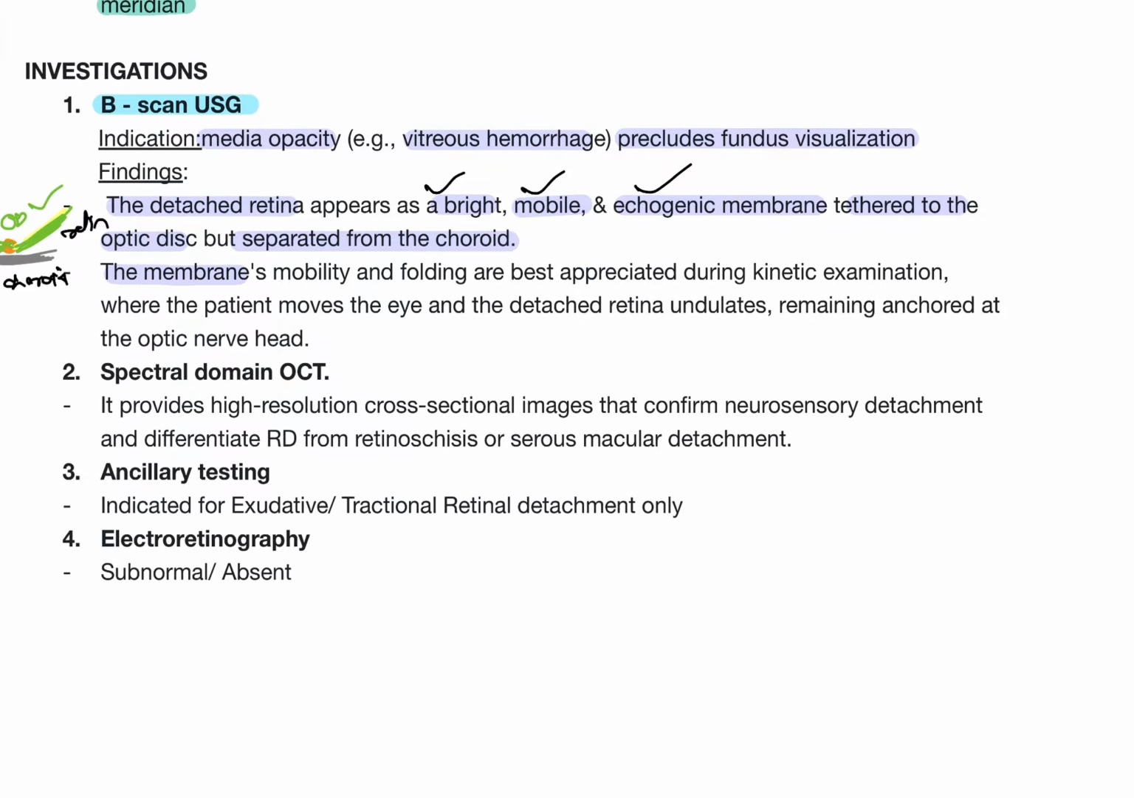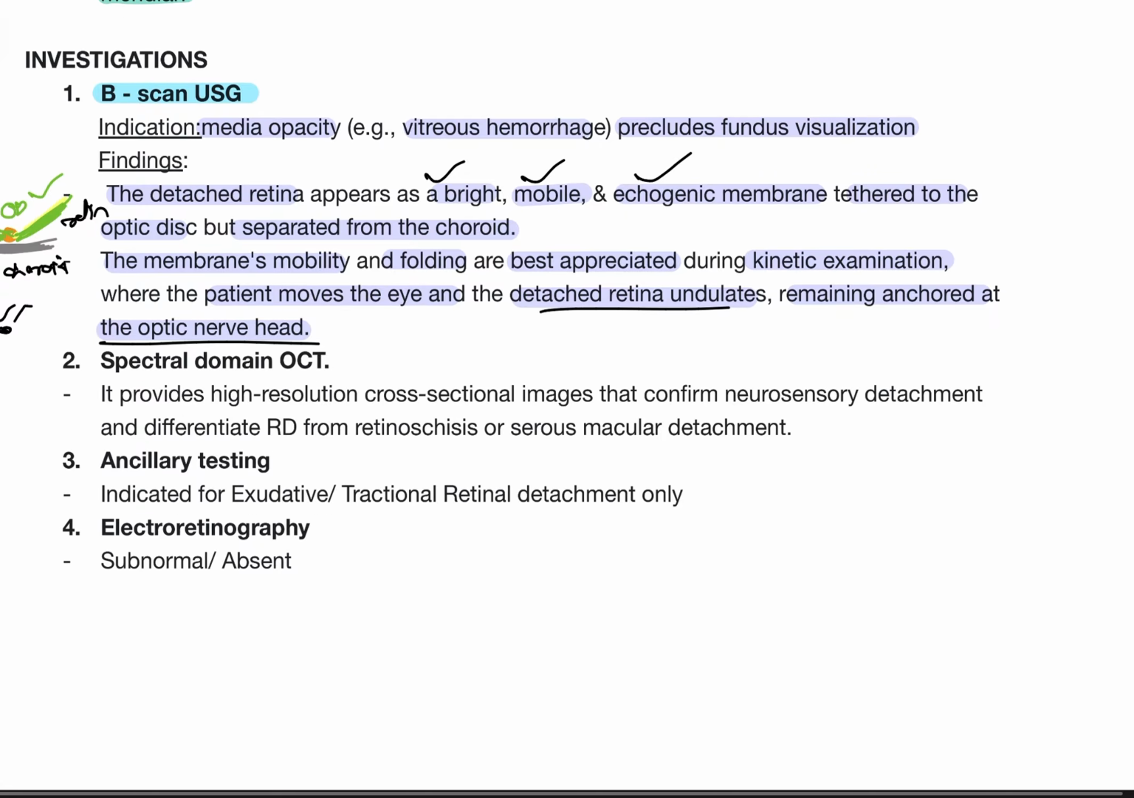Then the membrane's mobility and folding are best appreciated during kinetic examination. What is kinetic examination? In kinetic examination, you ask the patient to move the eye, and the detached retina will undulate. I told you the most important thing is the undulation of the detached retina. That will remain anchored at the optic nerve head. Anchored means it will remain attached at your optic nerve head, but other areas will undulate. That is very important.